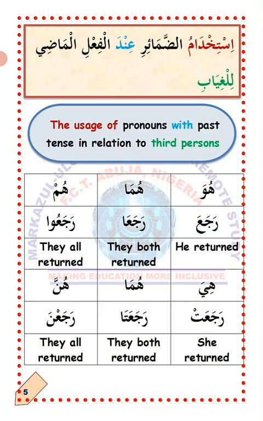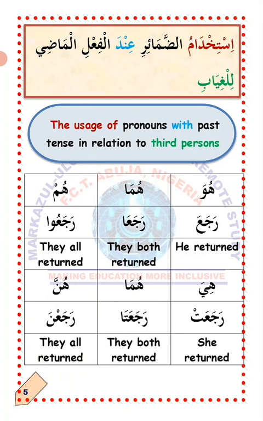استخدام الضمائر عند الفعل الماضي للغياب. استخدام الضمائر, the usage of pronouns عند الفعل الماضي with past tense للغياب in relation to third persons. Third persons are the persons that we are talking about. You and I are talking about them. We are not talking to them, but we are talking about them.